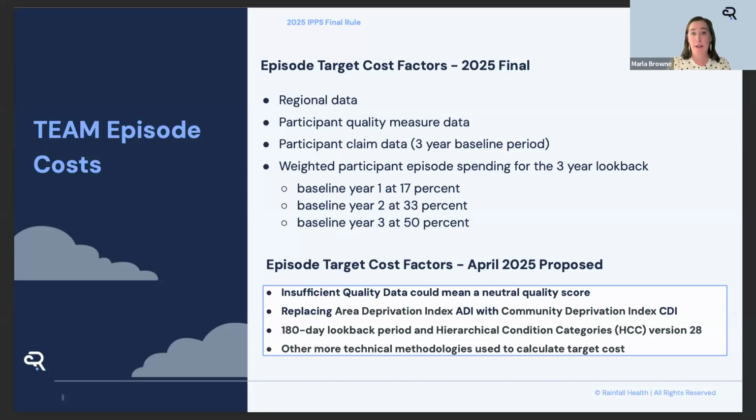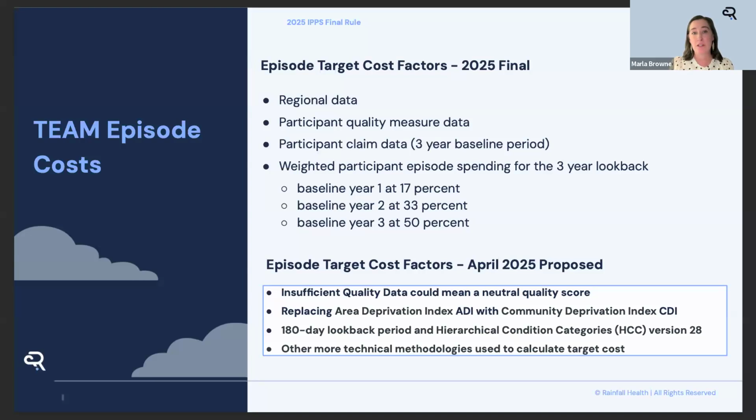Episode target price is based on whether or not your facility has sufficient quality data. We know that quality data is significant in calculating the reimbursement score. So if your facility is determined to not have sufficient quality data, it is proposed that your facility will be assigned a neutral quality score, which will neither positively nor negatively impact your facility. So it's important to understand that. Do you qualify for that if it goes to final rule?